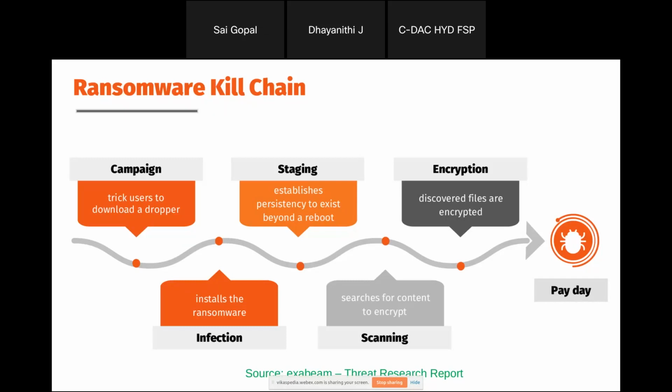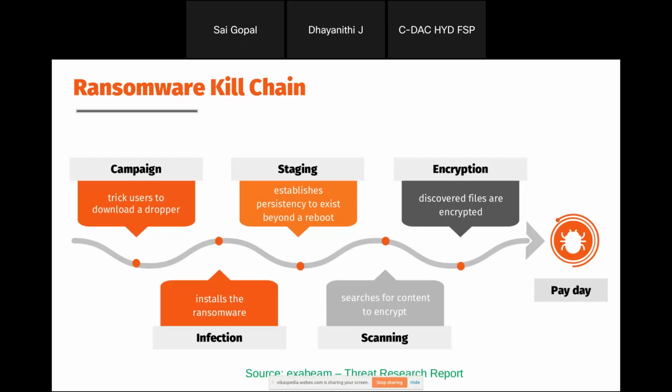The next stage is the scanning phase. In the scanning phase, the ransomware is going to identify the important resources on the local system as well as on the network resources. On the local system, what are the important files present? Similarly, what are the shared resources that this system can access? All these things will be identified in the scanning.